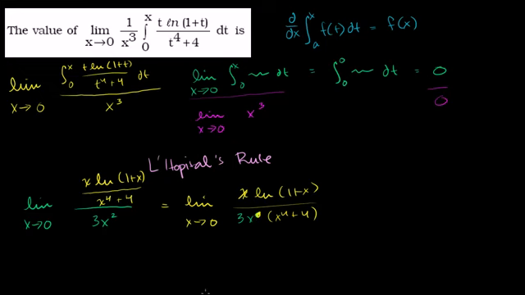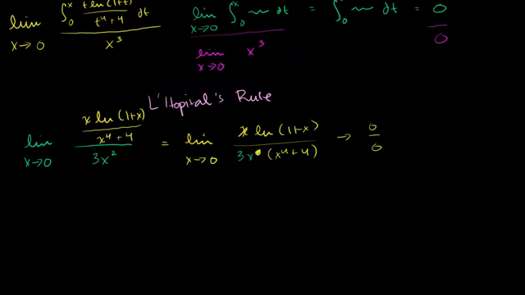And now let's try to evaluate this limit. As x approaches 0 in the numerator, we get natural log of 1. So that's 0. So this is approaching 0 over, in the denominator, 3 times 0 times 4. So that's going to be 0. Once again, indeterminate form. So now let's apply L'Hopital's rule again. But we can apply it on a simpler expression, on natural log of 1 plus x over 3x times x to the fourth plus 4.